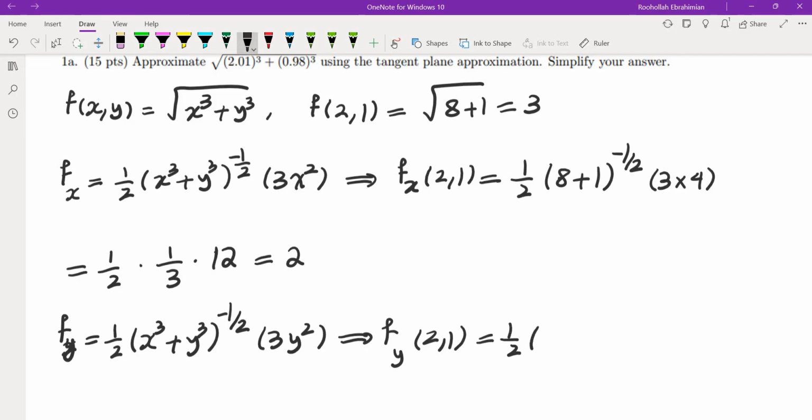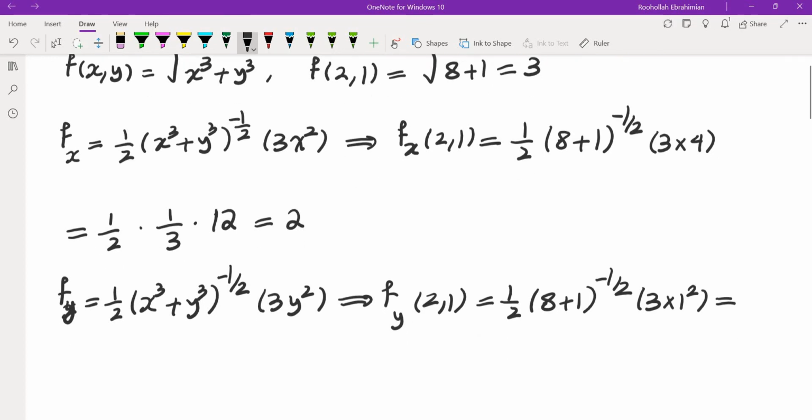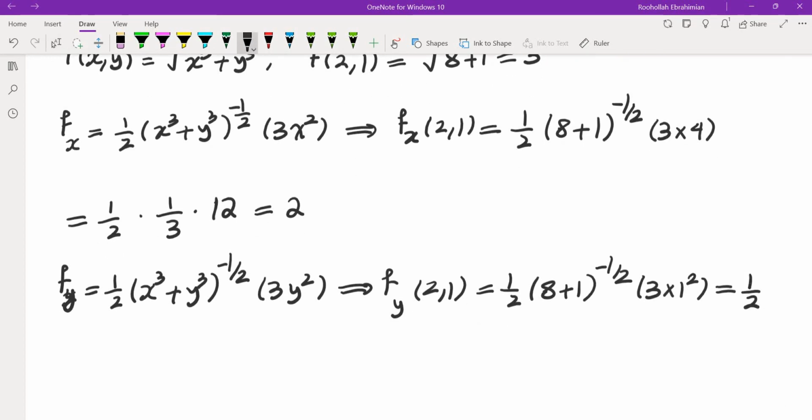We'll plug in (2, 1) for f sub y to see what we get. So we would get 1/2 (8 plus 1) to the power of negative 1/2, which is 1/3, times 3 times 1 squared. So that's 1/3. It cancels with 3. We get 1/2.